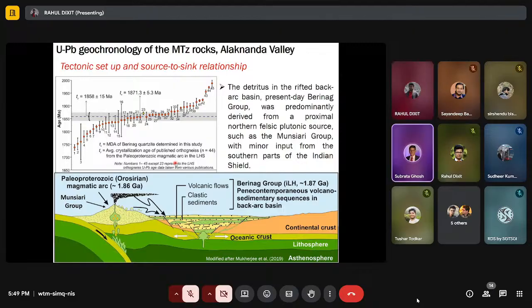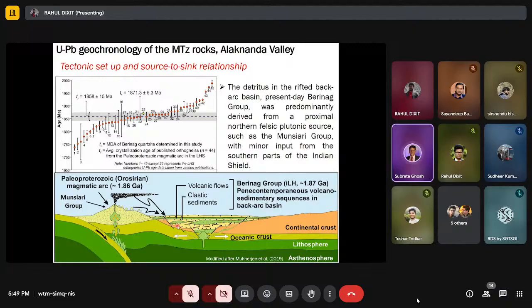Do you follow what I mean? You mean to ask how it is related to the Tethys subduction? Yes. During the Cenozoic that happened. Paleoproterozoic Oro-Syrian magmatic arc. Apparently, this is your Munshiri group. And to the south of it is the Berinag, the lesser Himalayan formations in the basin.